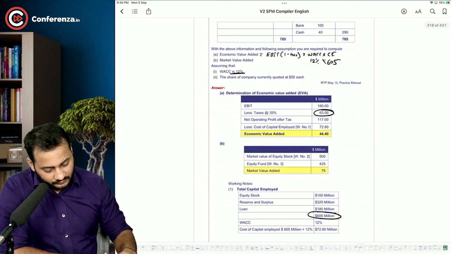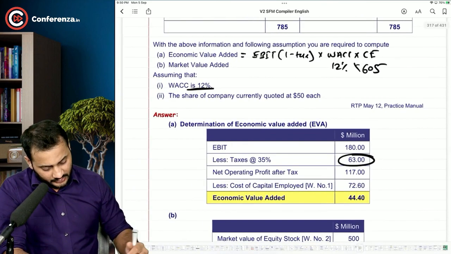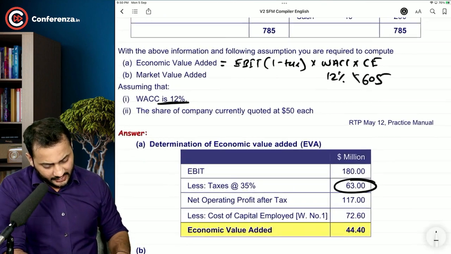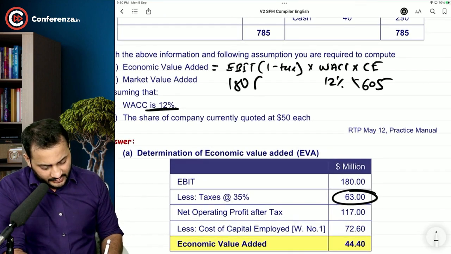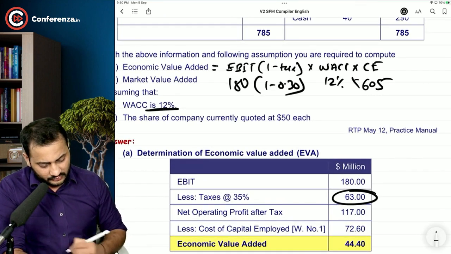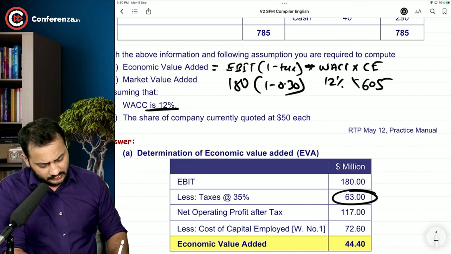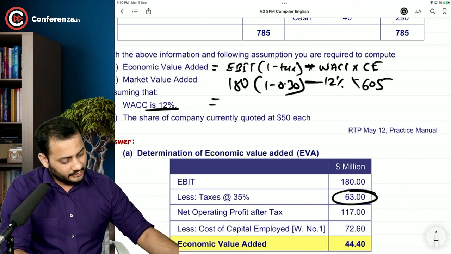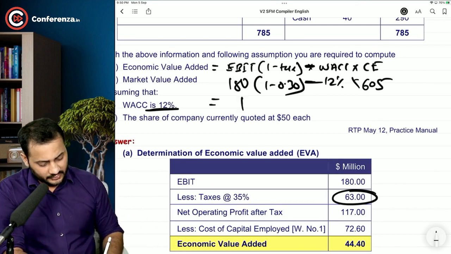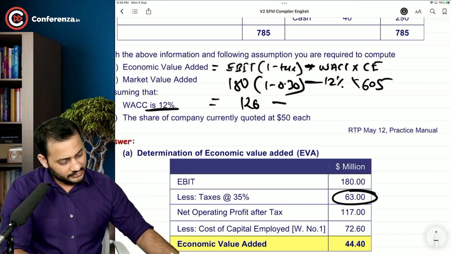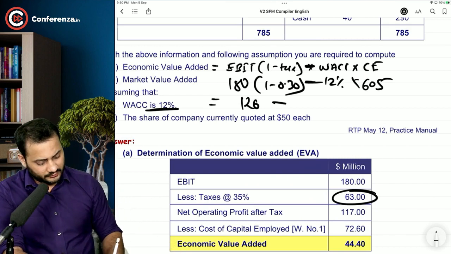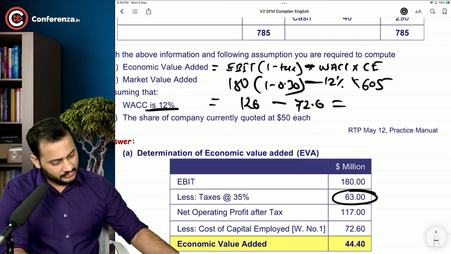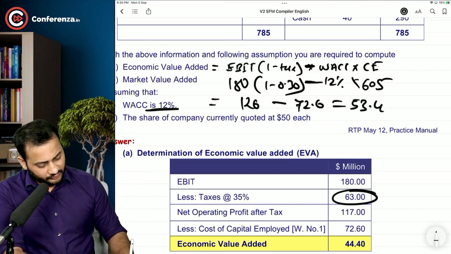So EBIT is 180, 1 minus 0.30. That's it. You can calculate the answer. 180 minus 30% is 126, minus 605 into 12% is 72.6. That comes to 53.40.